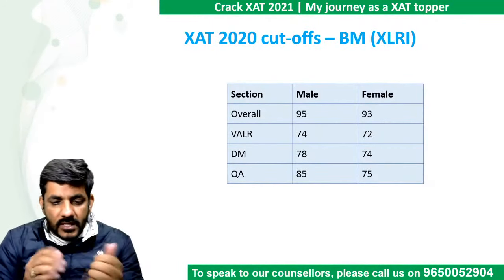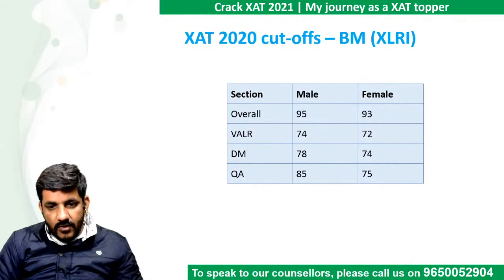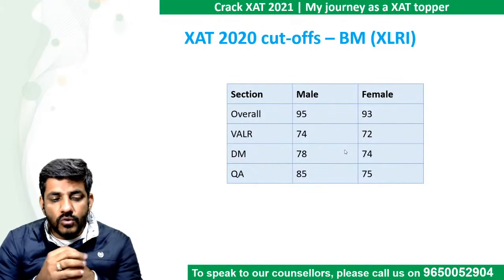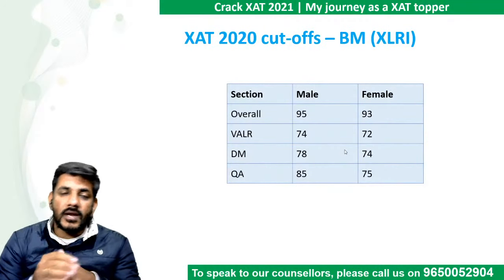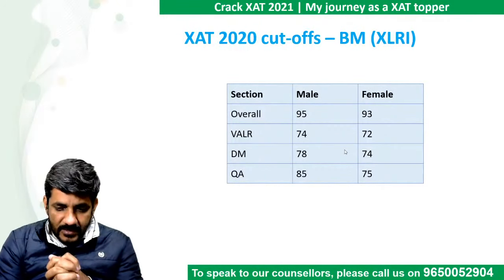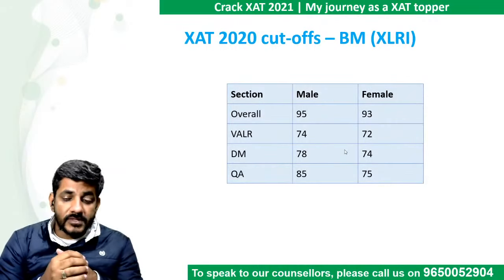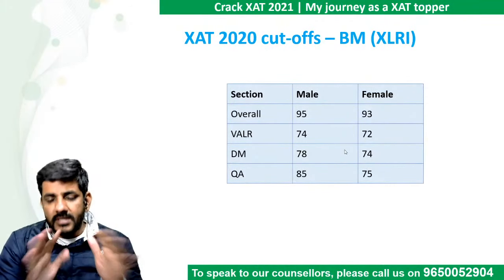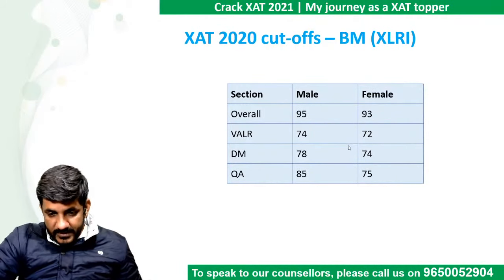If I talk about the cutoffs, these are the cutoff percentiles for business management, XLRI. So basically there are two courses in XLRI. One is BM, one is HRM, right? For HRM, we generally say that this is probably the best course for HR in India. Might be very close to TISS, which is again for HR, or SCMHRD or MDI HR. But this is considered to be the best. So these are the cutoffs for these.